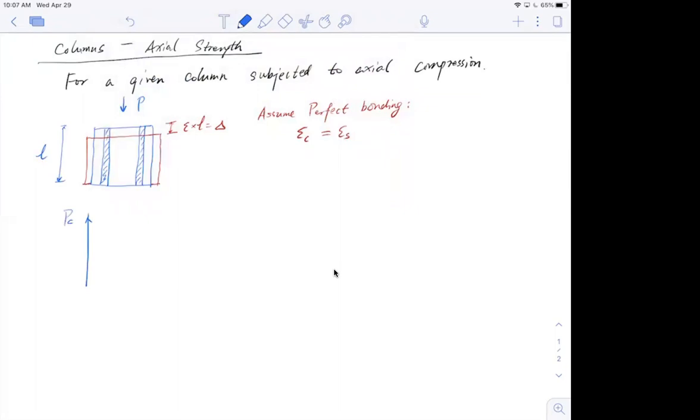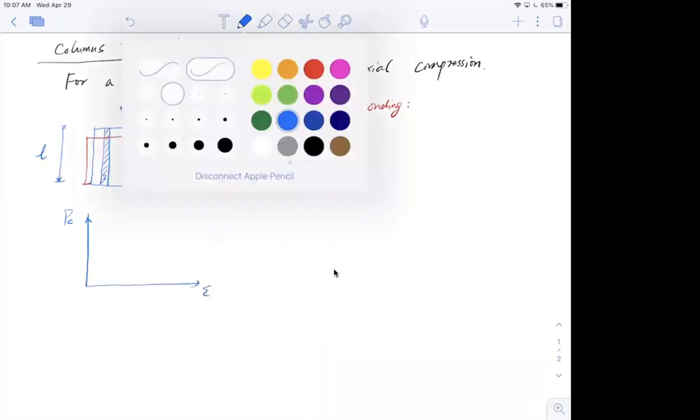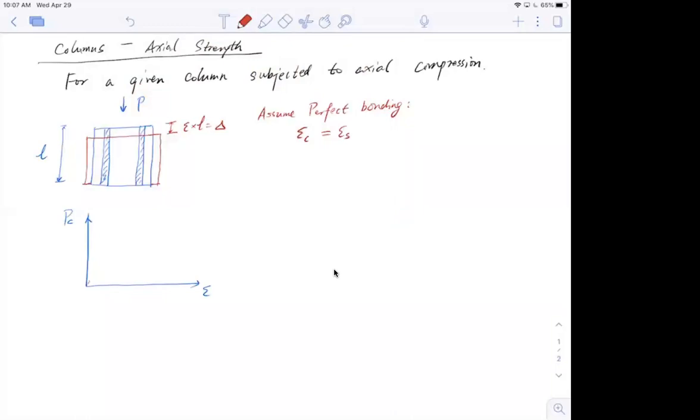Now, taking a look at the section, if I switch the color, I look at the force versus deformation or strain response for the concrete. I use PC, that is the concrete. Then this is strain. Now I would have a nonlinear response, because concrete is nonlinear. I know that I have a force for the concrete equal to the stress in the concrete multiplied by the area of the concrete. But the problem is it is nonlinear.